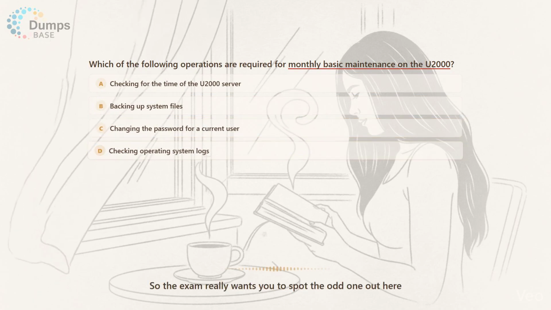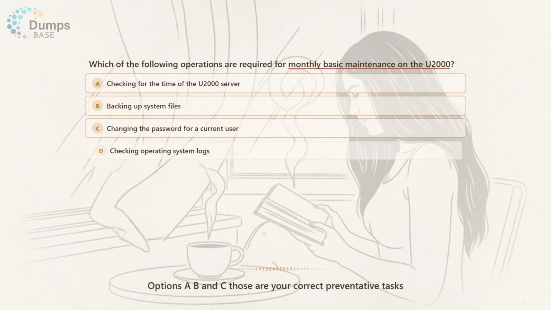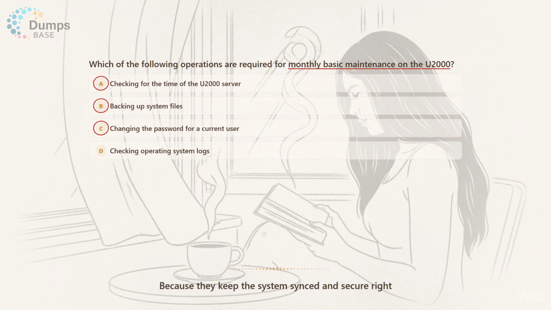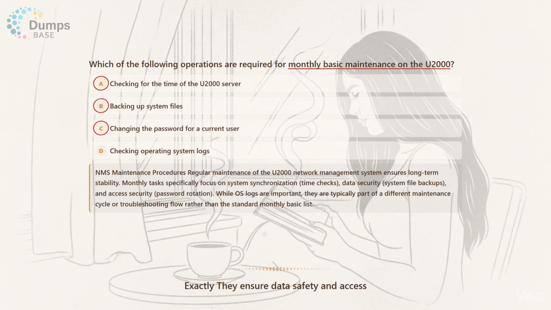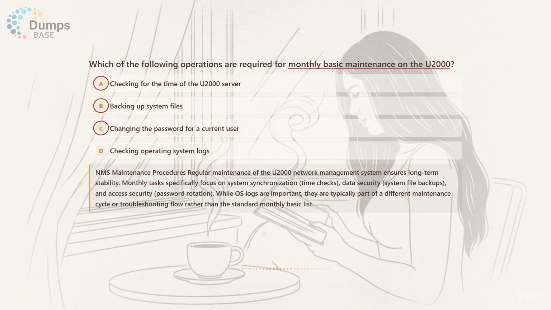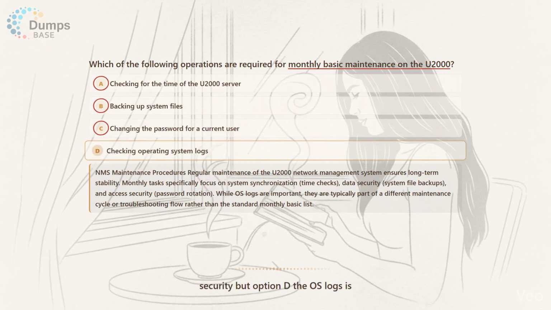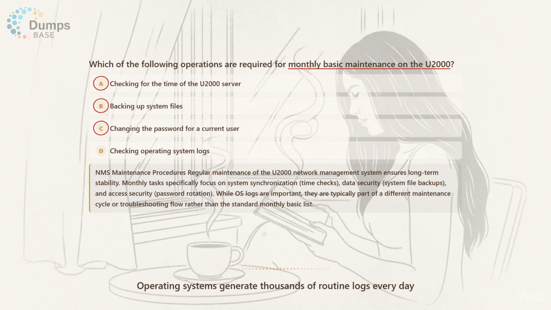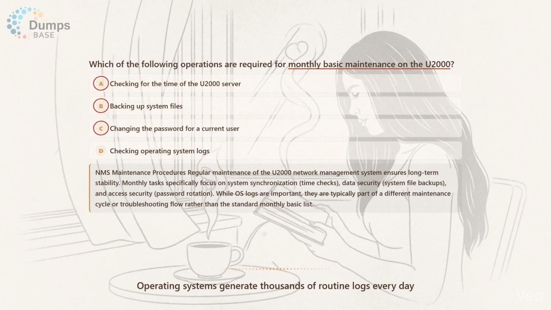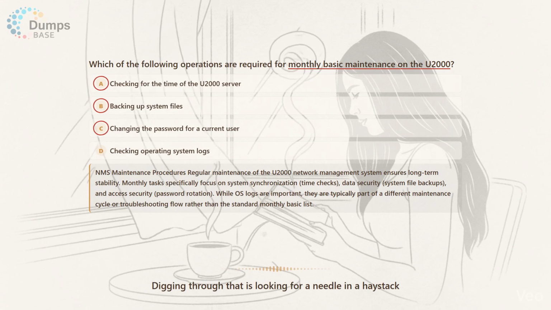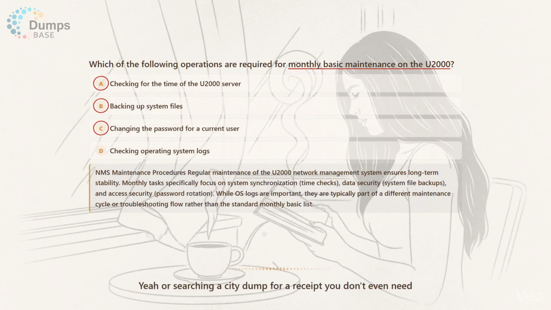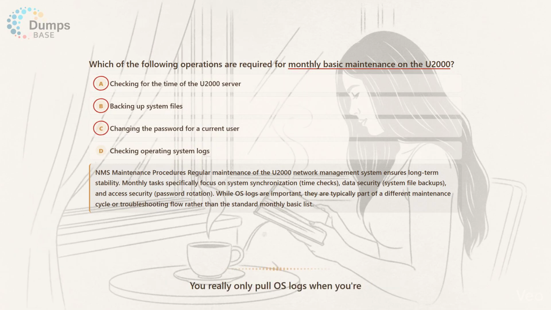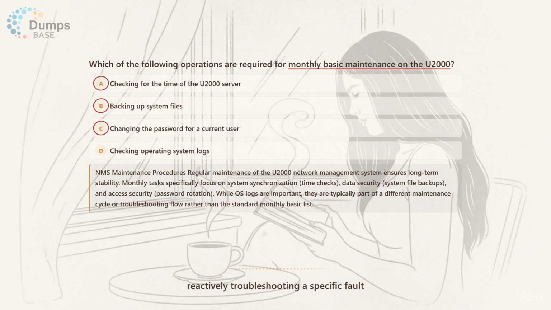So the exam really wants you to spot the odd one out here. Options A, B, and C, those are your correct preventative tasks. Because they keep the system synced and secure, right? Exactly. They ensure data safety and access security. But option D, the OS logs, is incorrect for a routine monthly list. I mean, operating systems generate thousands of routine logs every day. Digging through that is like looking for a needle in a haystack. Yeah, or searching a city dump for a receipt you don't even need. You really only pull OS logs when you're reactively troubleshooting a specific fault.